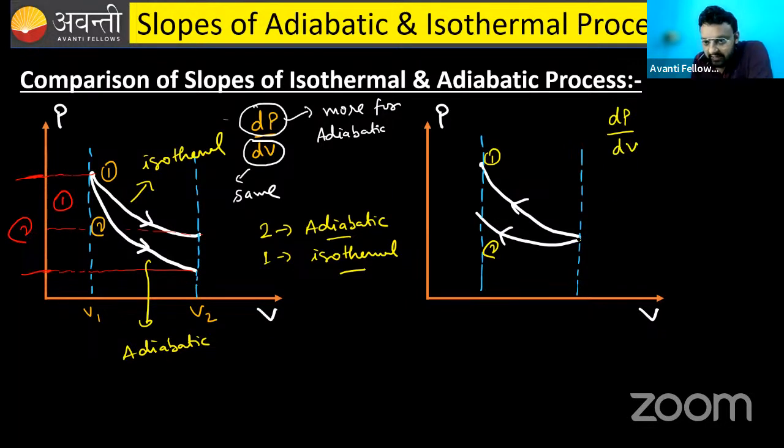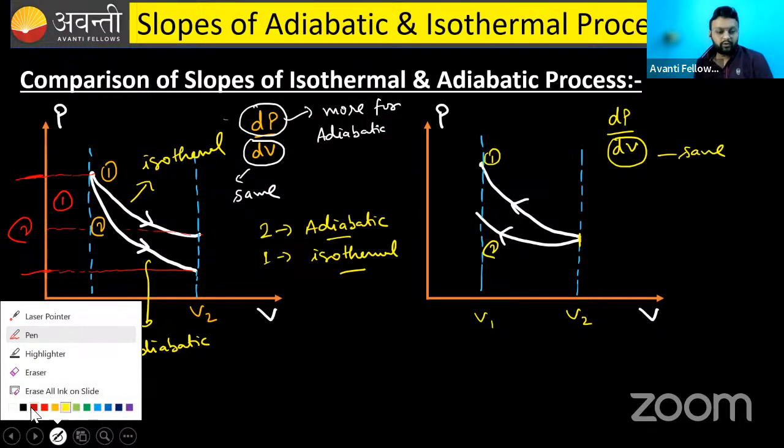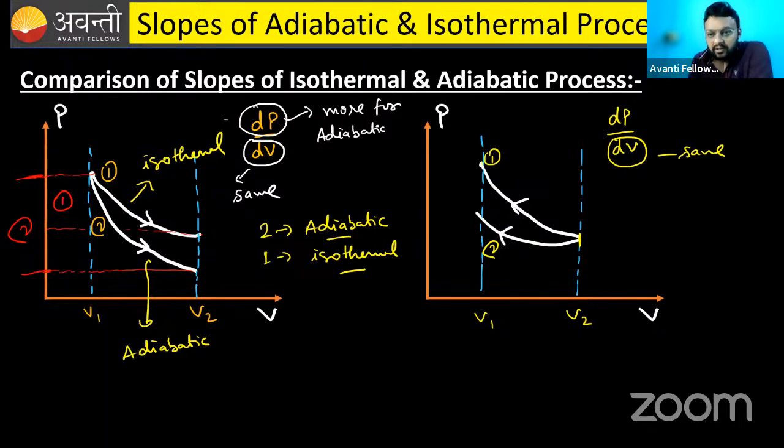You can again see that from this point to this point, the change in volume is the same. The change in volume is the same for both the processes, so dV is the same. Now for the adiabatic process, dP should be more. I think the line is again clear now. dP should be more for adiabatic. Clear up till this point?